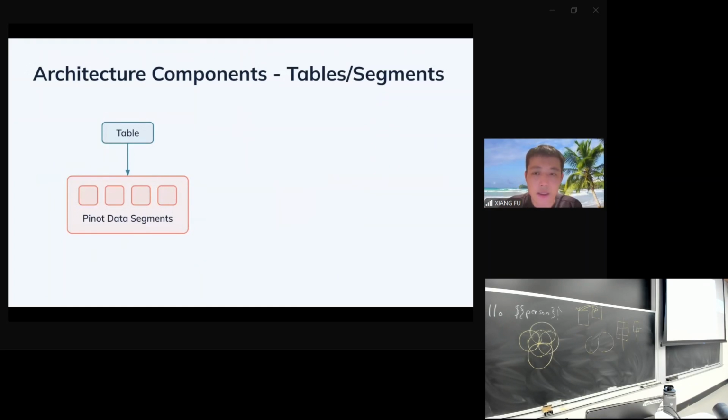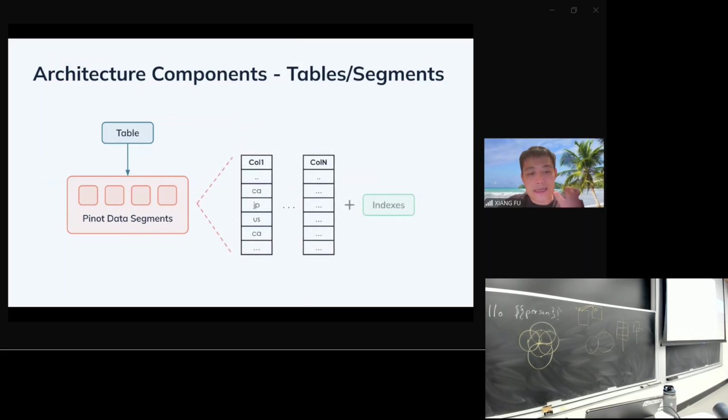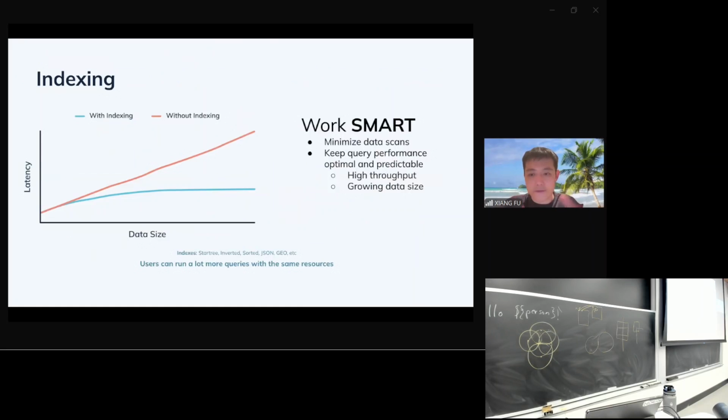From the table and data perspective, we split one table into many data chunks, which we call Pinot data segments. A data segment is nothing but a group of columns that have been placed together, and that's your data. Meanwhile, we add a lot of indexes, which speed up the queries.